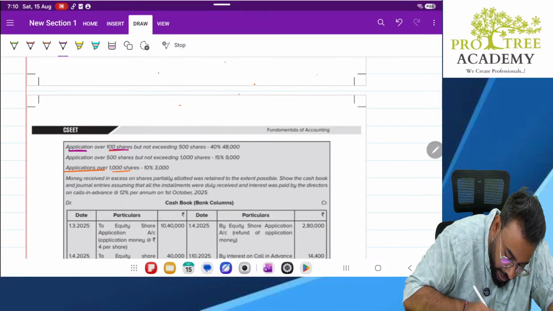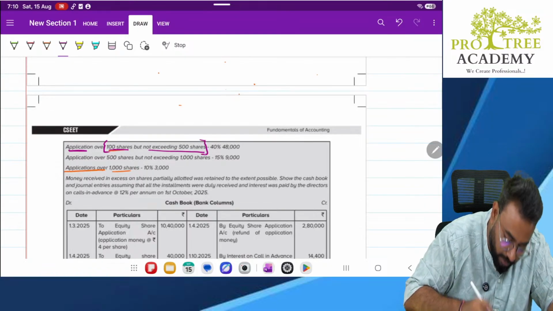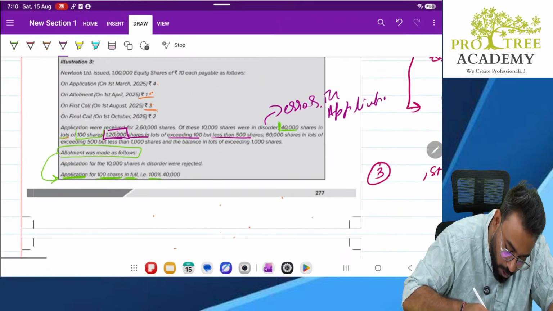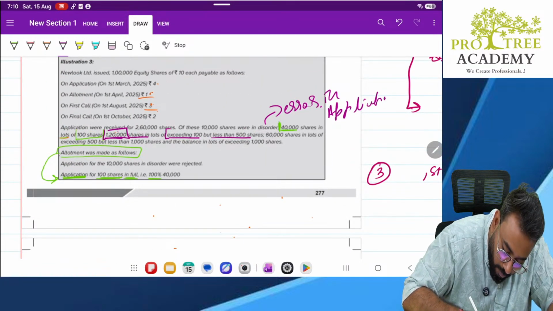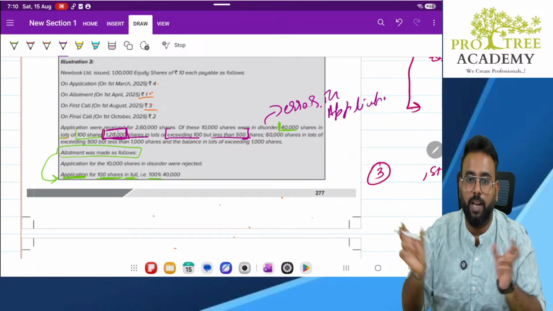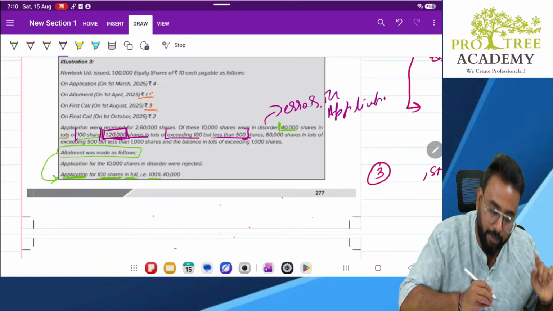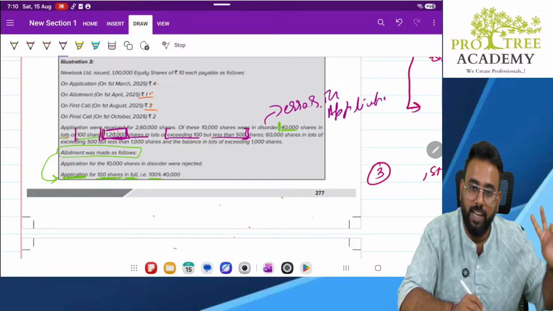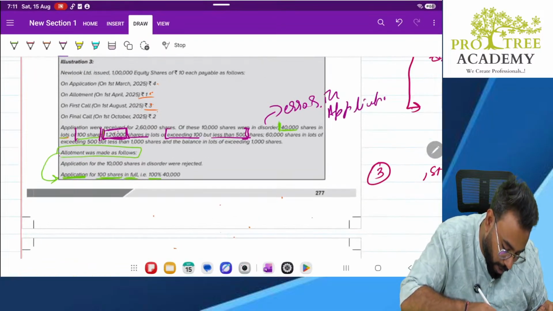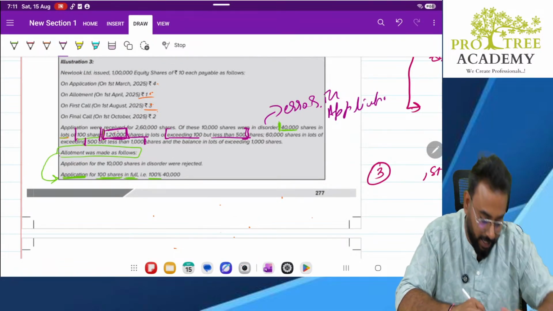For that they have given a story below: application over 100 shares but not exceeding 500 shares. See, this is the reference they are using. This sentence is there, no? This is the reference, to refer to this and to this. Clear? It is like a story. They have given names. If 100 shares is one name, 100 to 500 is one name, then above 500, below 1000 is one name. Understanding? So they are bifurcating like that.